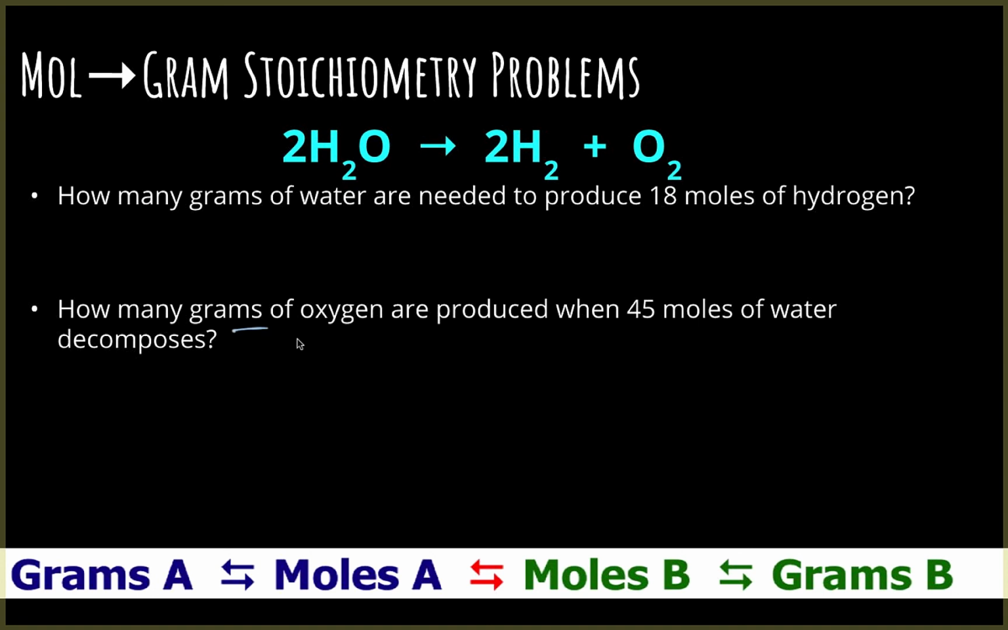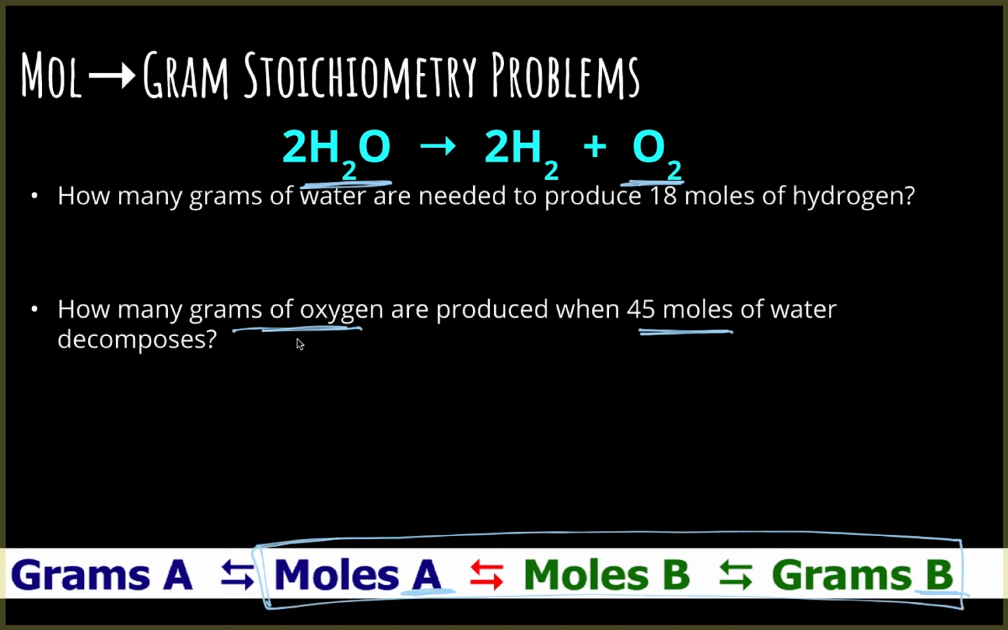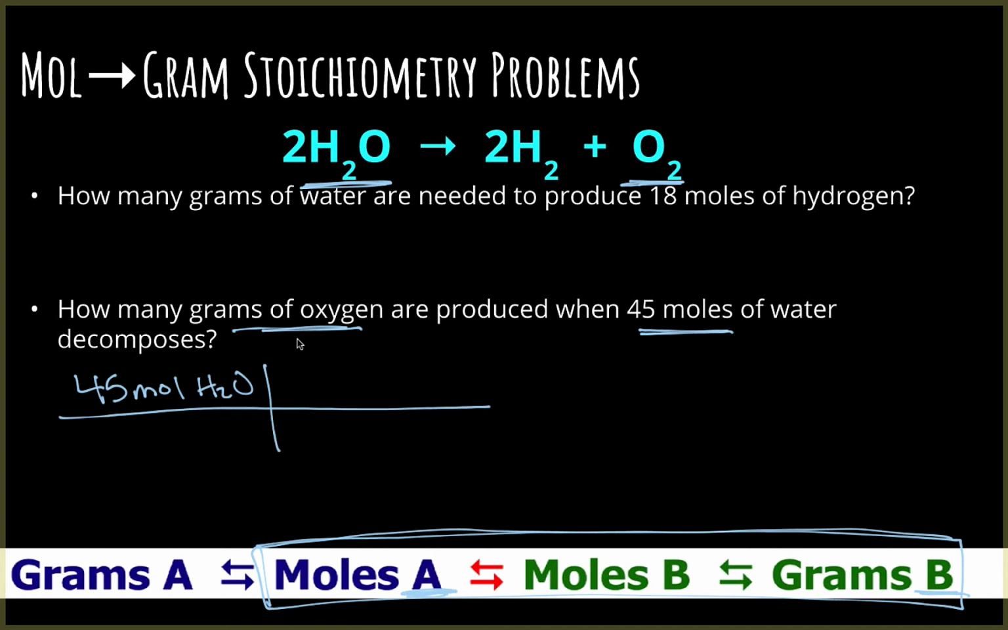How many grams of oxygen are produced when 45 moles of water decompose? Okay, so I need water and oxygen. And then if I look down at the bottom, I'm given moles of one thing, I want grams of the other. So this one again, we're going from moles of A to grams of B. Starting with what's given in the problem with all the labels. First step, moles of A to moles of B.